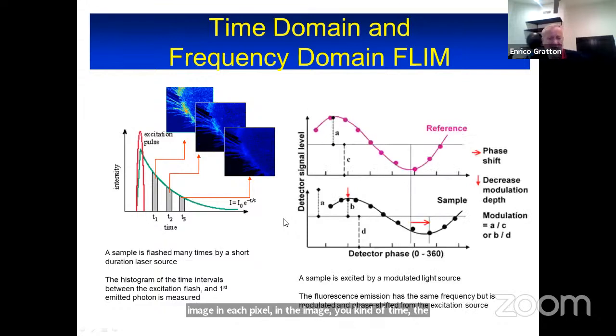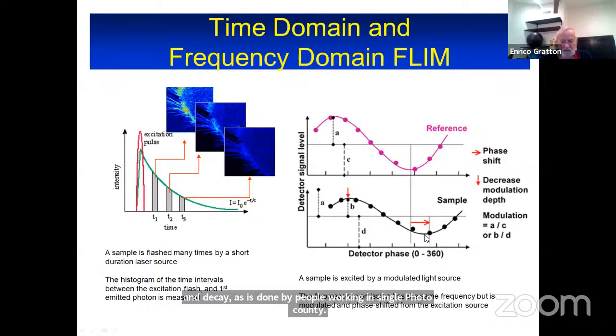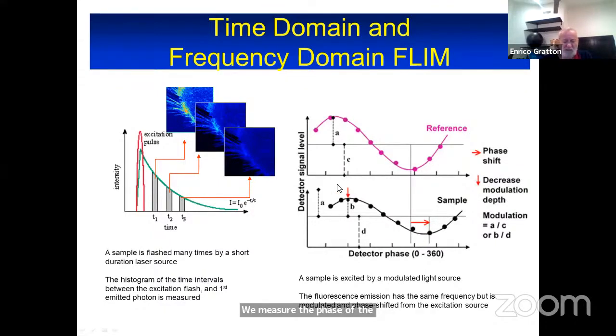Okay, and Dave explained that for those like us coming from the Gregorio Weber school, instead of measuring the decay, as is done by people working in single photon counting, we measure the phase of the sample, with respect to a reference. And that is the idea that there is a delay. For example, the maximum of this curve and the maximum of the other curve is different, and also the mean.